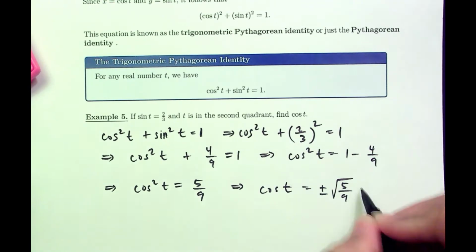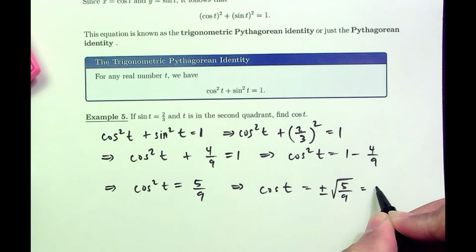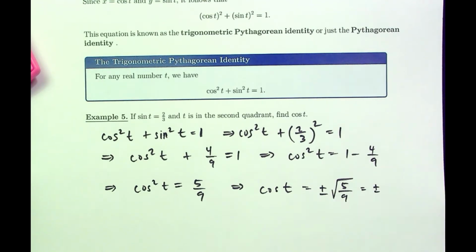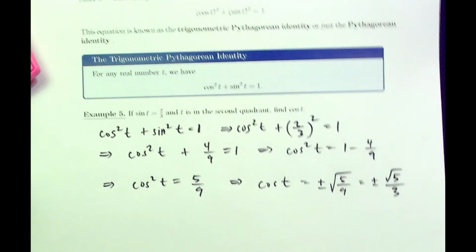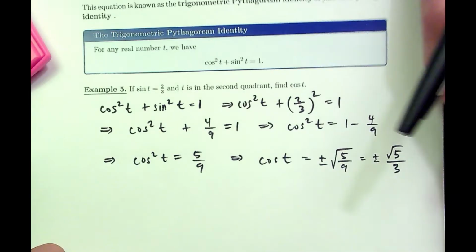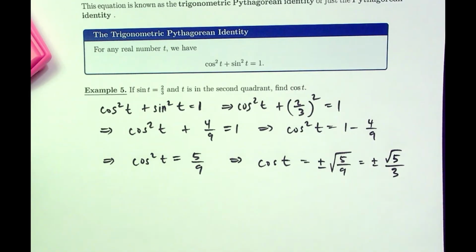And of course, we can simplify this by distributing. You can distribute the square root, that would be square root of the top over square root of the bottom. Square root of the top is square root of 5, but square root of the bottom, square root of 9, is 3. So we have this answer. Cosine of t is square root of 5 over 3, positive or negative. That means there's two choices. It cannot be both choices. It has to be one or the other.